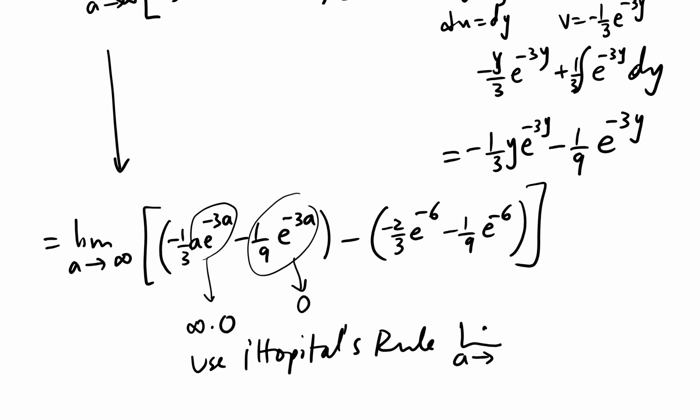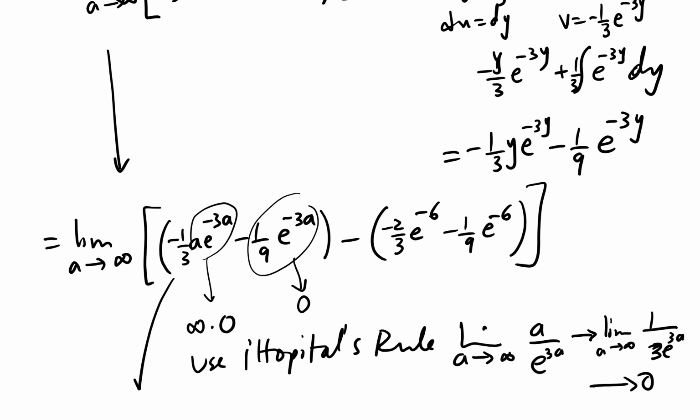On the limit, a, bring that down like that. So this is the limit as a goes to infinity, derivative of the top a, derivative of the bottom 3a, so 3e to the 3a. The bottom goes to infinity, so that goes to 0. Now that confirms that this also goes to 0.